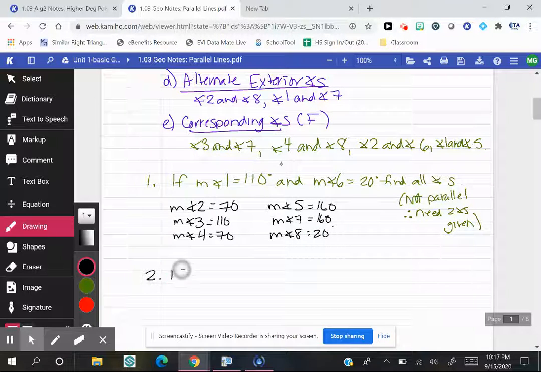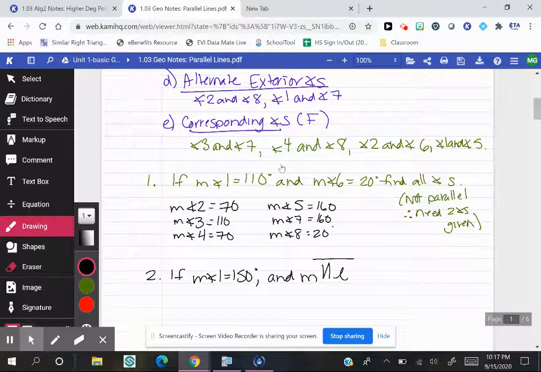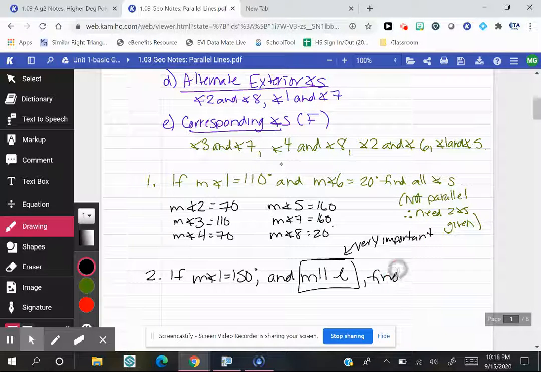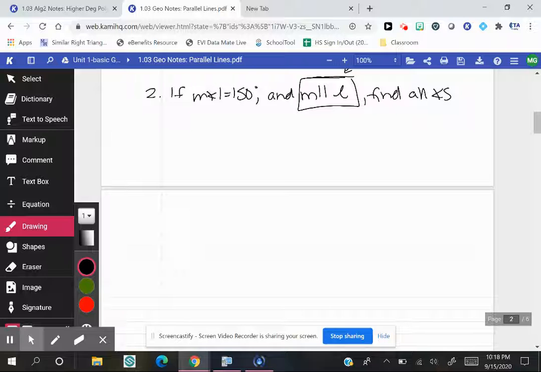All right, now I'm going to tell you that the measure of angle 1 is 150 degrees, but this time I'm going to tell you that M is parallel to L. And that is very important, because now you don't need 2 angles, you actually only need 1. So I'm actually going to draw this picture out over here.